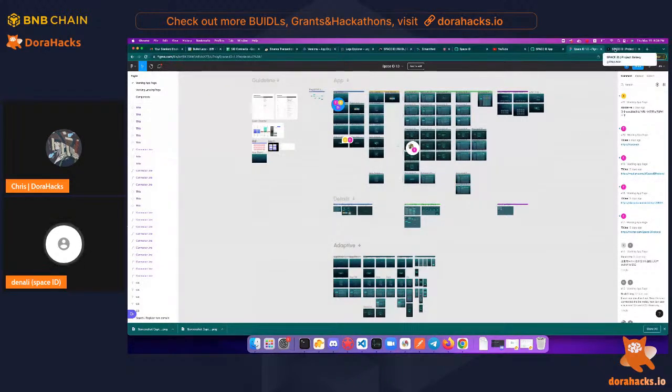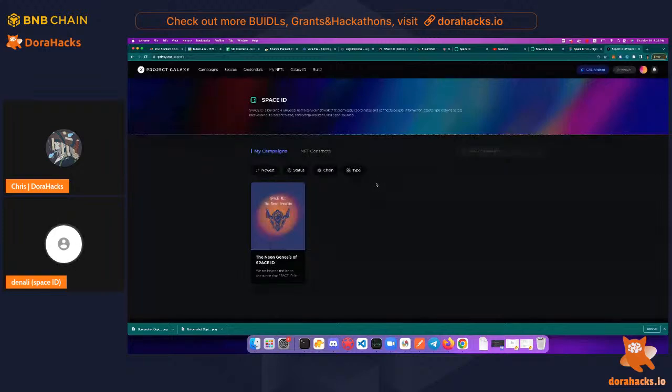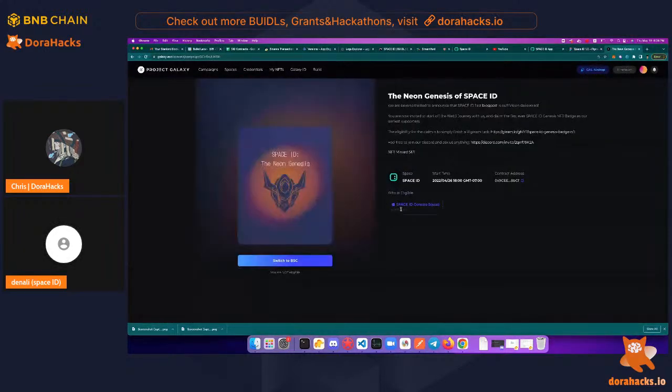And we have partnered with Galaxy, Project Galaxy, to release and hand out a bunch of NFTs for those people who have actively engaged in our community. Those people will be able to get our special edition of the NFTs. And these NFTs will serve as the eligibility for those people to claim or buy our name services with a higher priority.